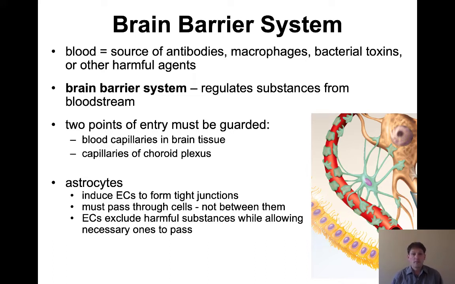Now, that blood-brain barrier system is highly permeable to water and glucose, like we mentioned, but also lipid-soluble substances. So oxygen, carbon dioxide, alcohol, caffeine, nicotine, these things are able to move through.